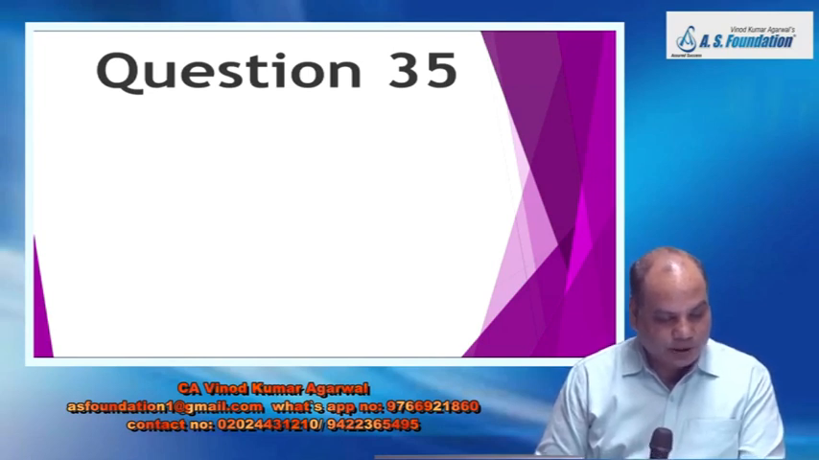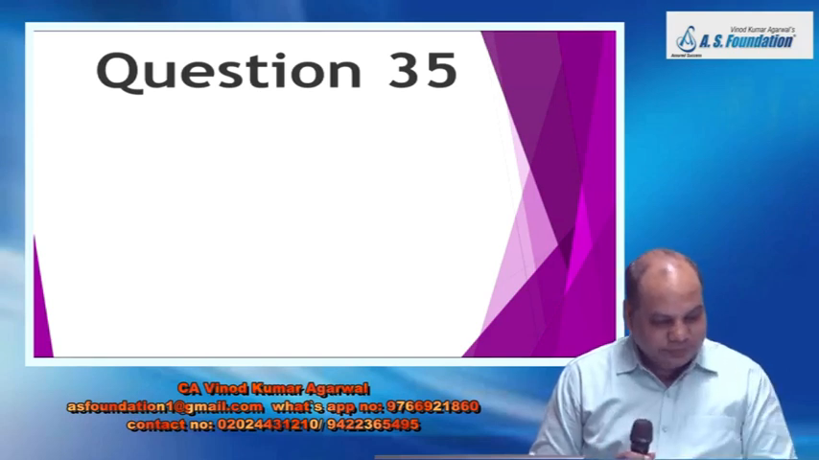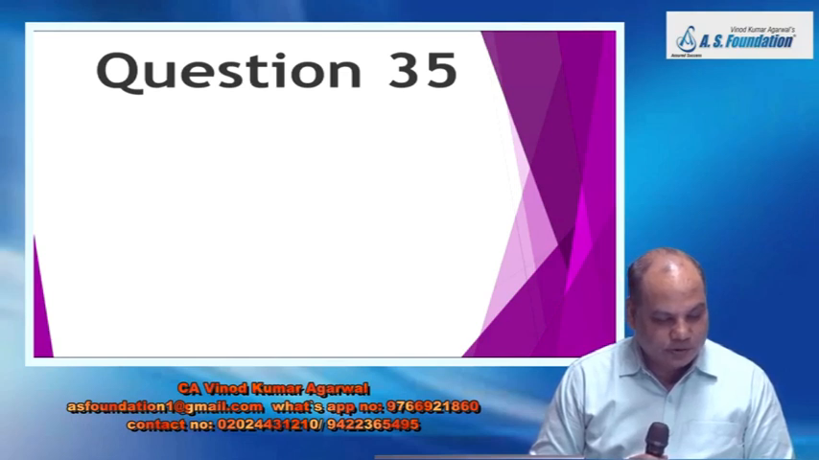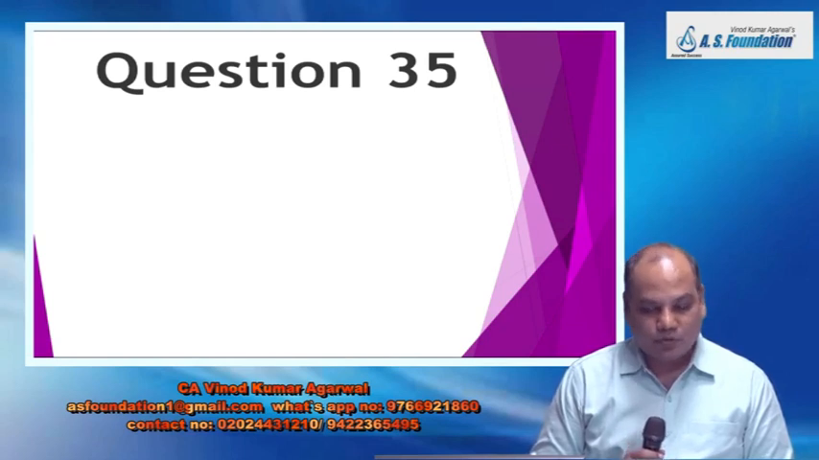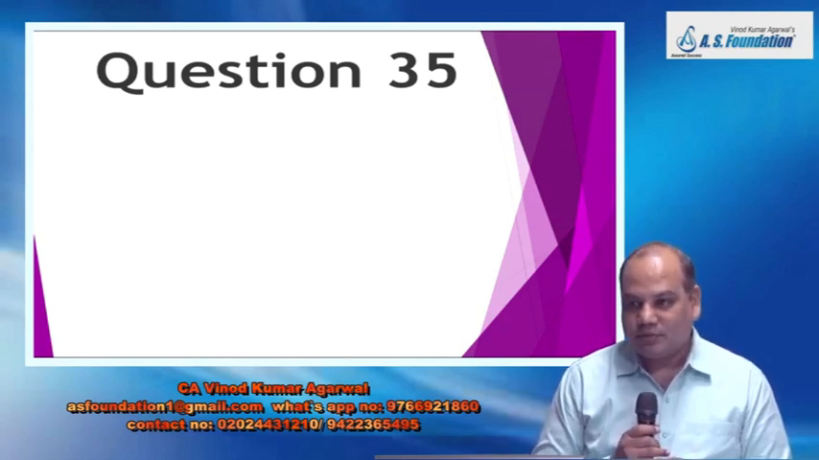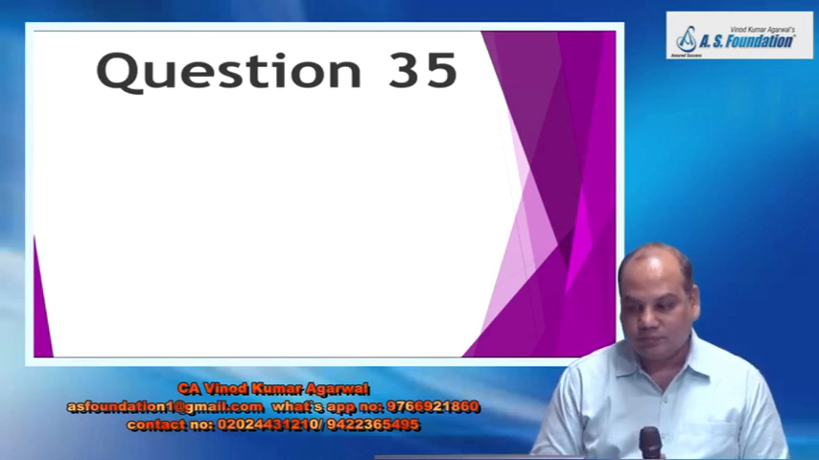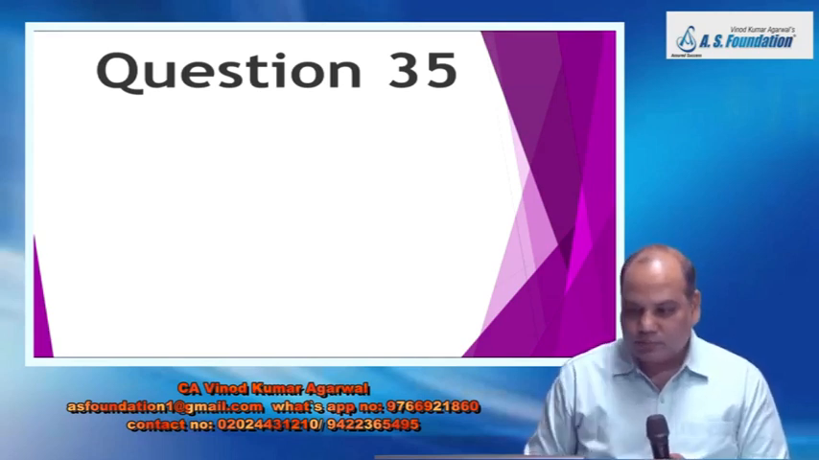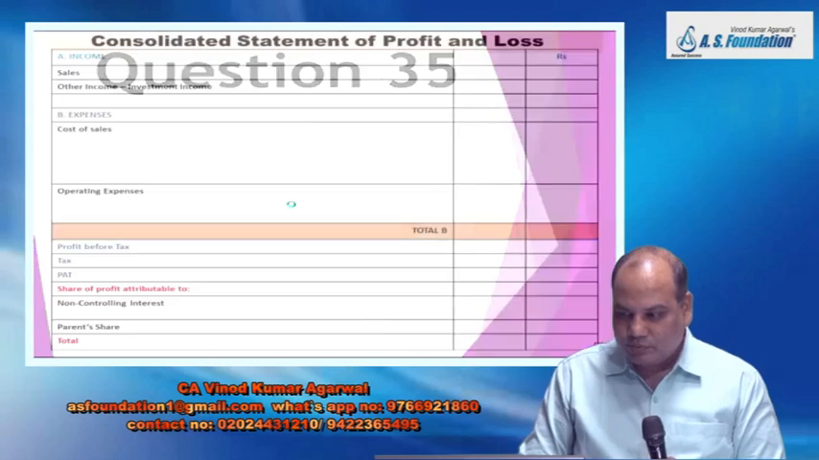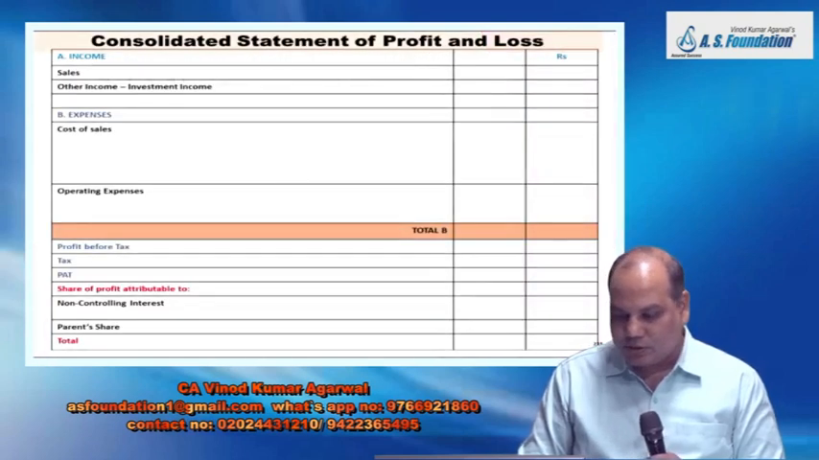Then S Limited paid a dividend of 500 on 1st January 2017. Tick mark investment income. Out of that investment income, some portion of it is related to group company, so to that extent, we will reduce. Prepare consolidated statement of profit or loss. So only one item, consolidated profit and loss, in one format we can complete this.